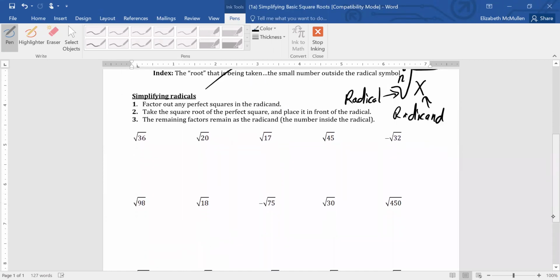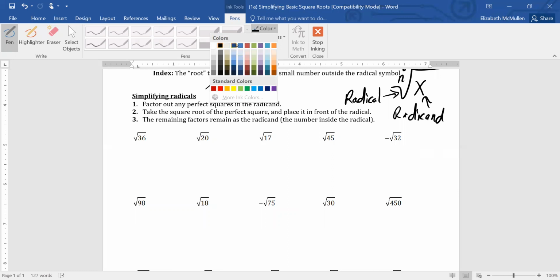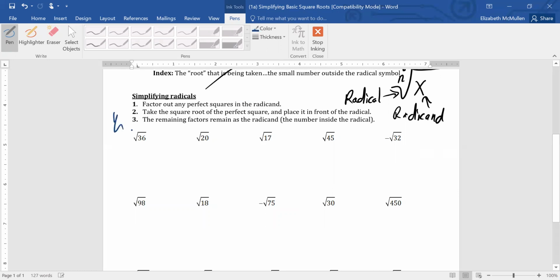So let's go to our steps here of simplifying radicals. My pen is not letting me pick any colors. That is really weird. Maybe, can I go this way? Okay, now we have blue. Sorry guys, I hate trying to do these videos and write with black pen. Everything just blends in.